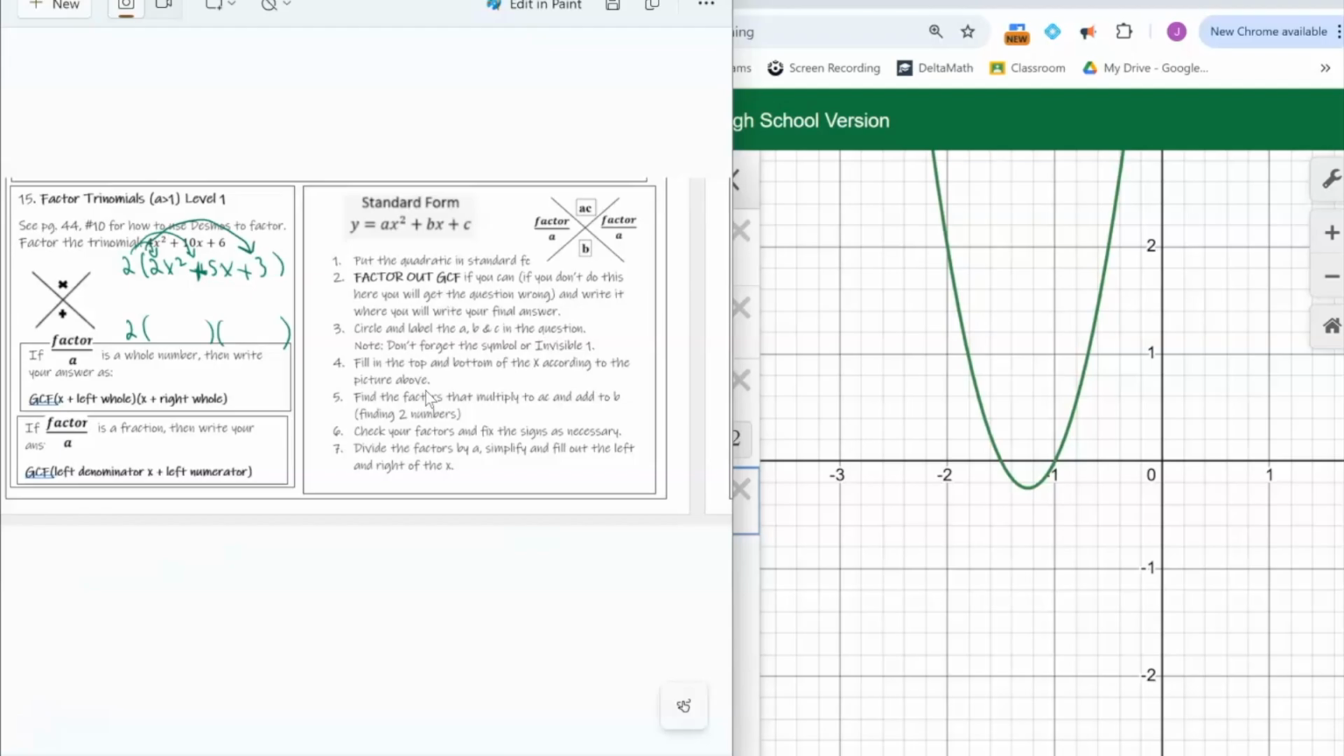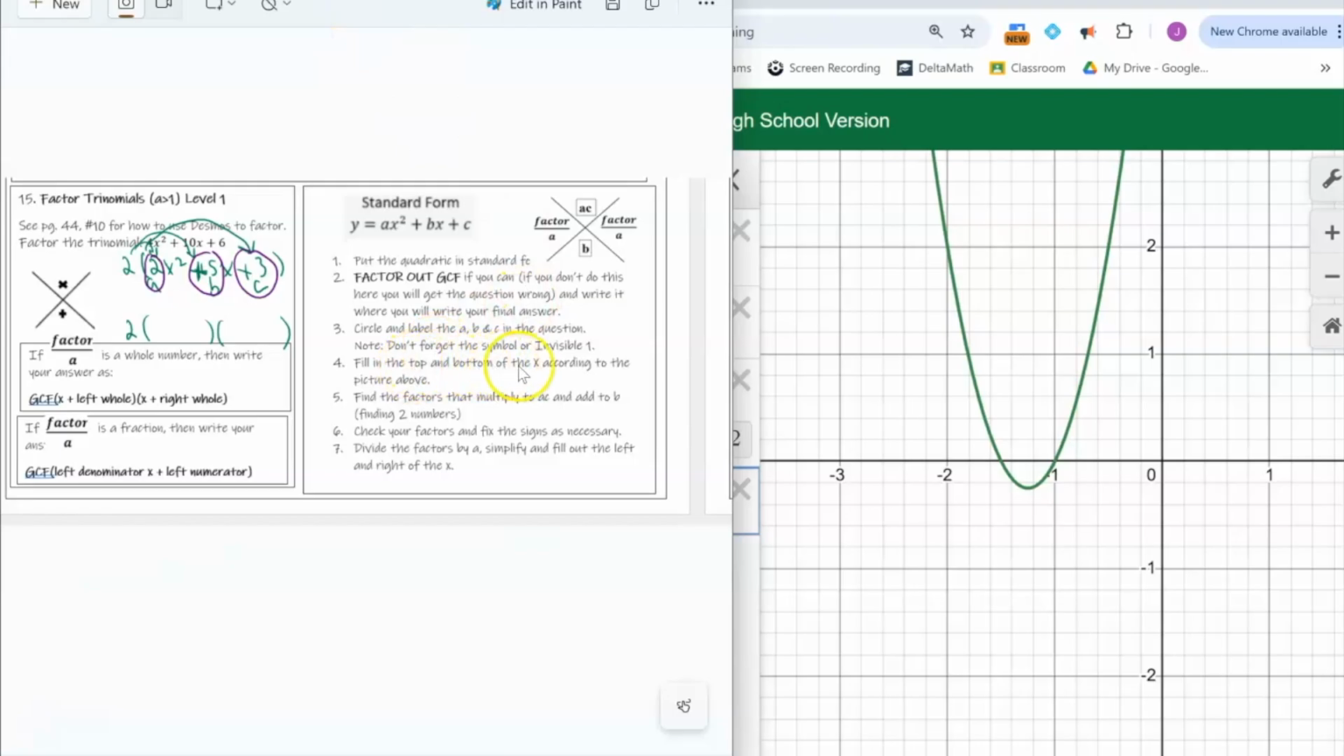So that's what taking out the GCF means. So this is A, this is B, and this is C, right? So label it. All right, don't forget the symbol or the invisible 1. Okay, so what it's saying is, let me change my color real quick, that I take the symbol with whatever the number is. And if there was a 1 there or nothing, it'll be an invisible 1 because it does exist.